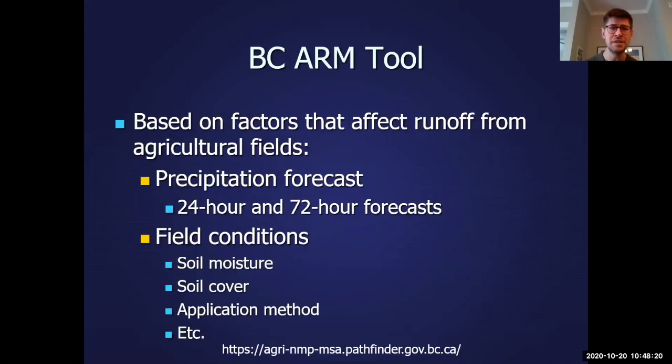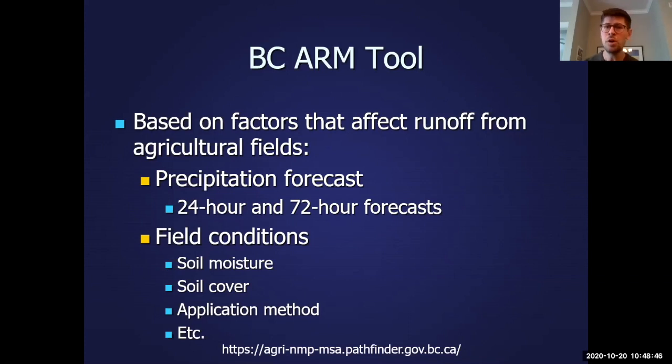What it is, is based on factors that affect runoff from agricultural fields, and there are two big categories. A real driving force is precipitation. If you spread manure and it's going to rain a lot the next day, those nutrients or the manure itself are going to start moving around, and that's what we want to avoid. So it incorporates 24 and 72-hour weather forecasts.